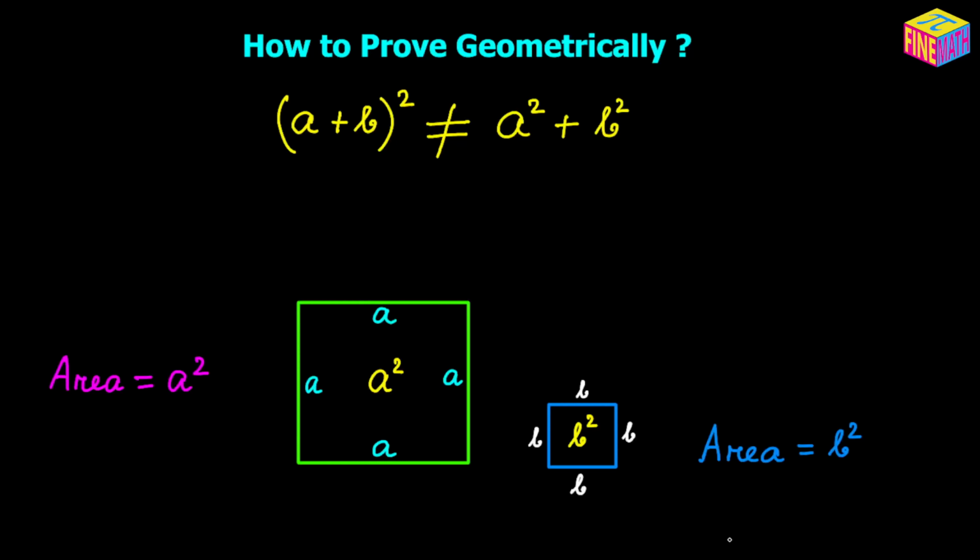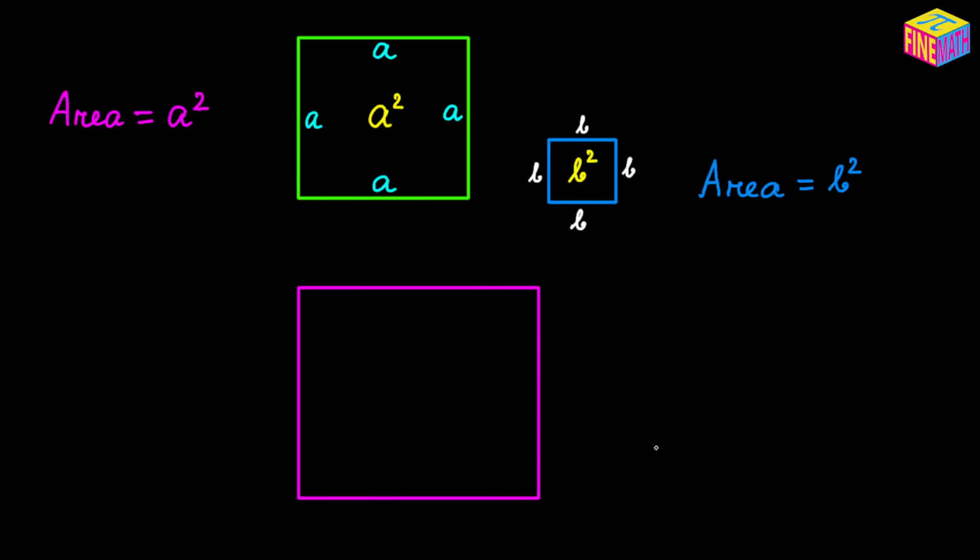Now can you think of a square whose side length would be a plus b? Sure, we can do that. We can draw a bigger square whose side length would be a plus b units. So let's try to draw a square like that. I'm writing here a plus b to indicate that each side would be a plus b units. What would be the area of this bigger square? The area here would be (a + b) whole squared, meaning (a + b) times (a + b).